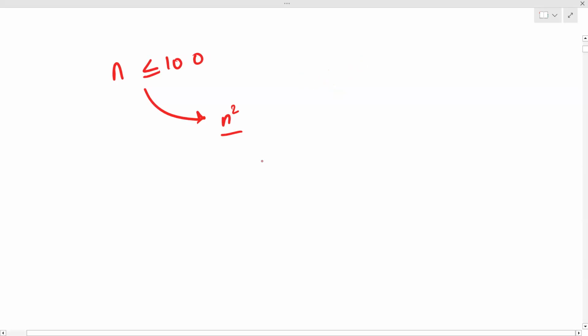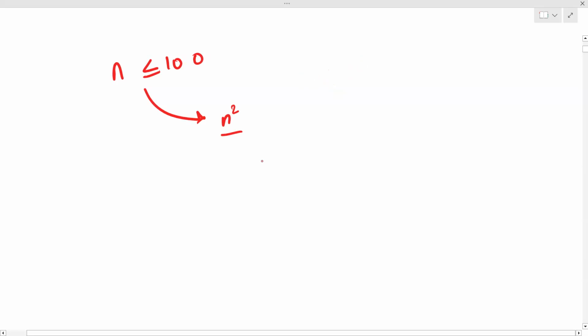So if n is less than or equal to 100, first of all, how many substrings are there in a string of length n? What is the upper bound on the number of substrings? It's close to n square, right? Yes. Okay, actually it is something like n into n plus 1 by 2. That is the total number of substrings that you'll have in a string of length n. So the upper bound is n square.